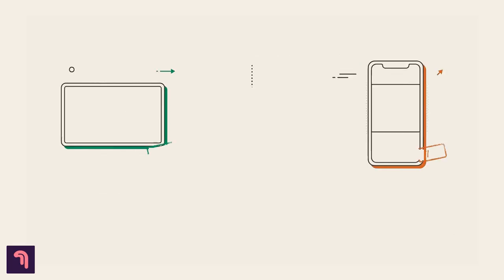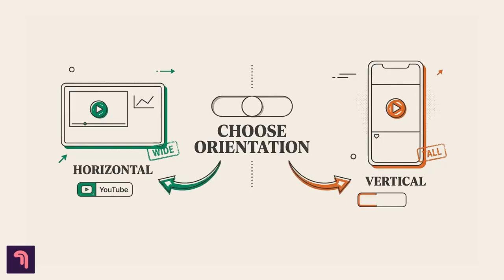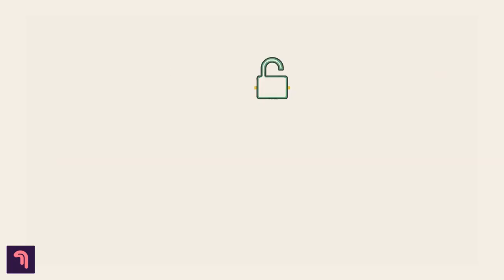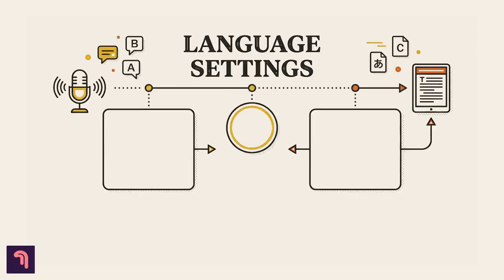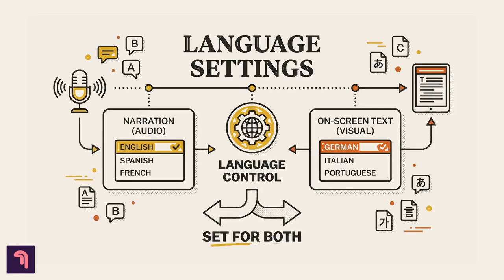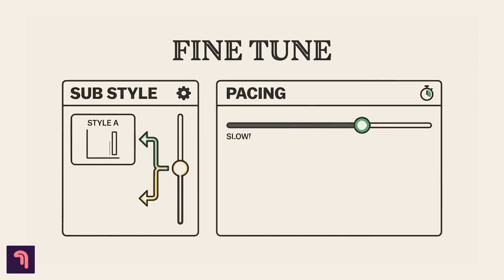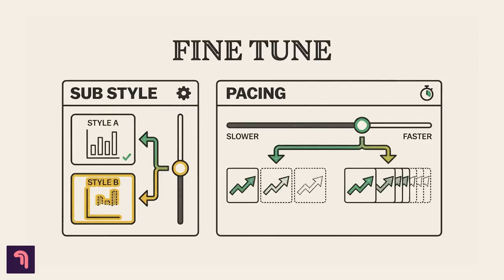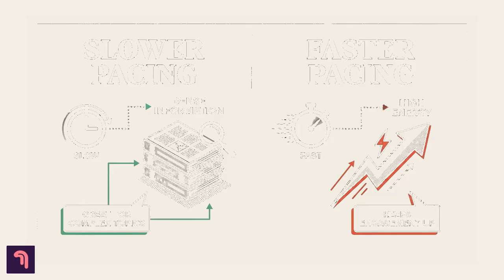You choose the orientation, horizontal for YouTube and presentations, or vertical for TikTok and Instagram Reels, a feature that unlocks on the Creator Plan. You can set the language for both the narration and any on-screen text. And finally, you can fine-tune the sub-style and the pacing, which controls how quickly the visuals animate on screen. Slower pacing is great for dense information, while faster pacing keeps the energy high.